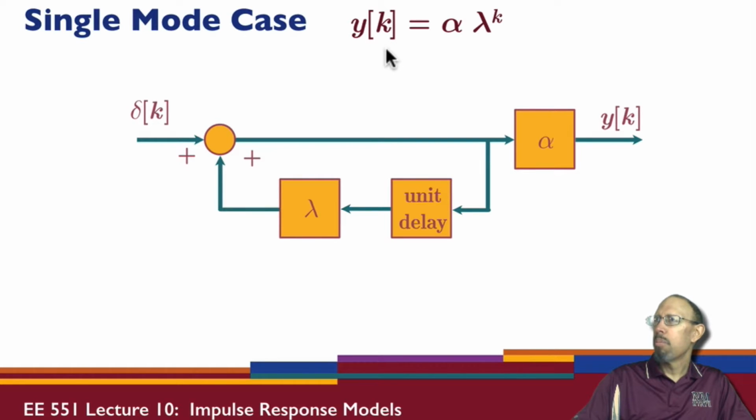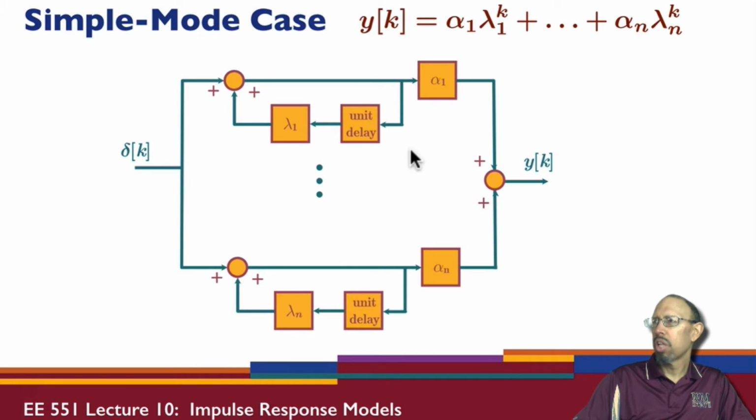So this is the single mode case, or single pole case, where instead of having a sum of alphas and lambdas, we have just a single alpha and lambda. And this is what it looks like in a block diagram form. If we look at it in terms of now a sum of alphas and lambdas, this is what we could draw it to look like. That is, I have these loops, and I'll have n of these loops. Same delta function affects each of the loops, and each of the outputs goes and gets added to form the overall output of the system.